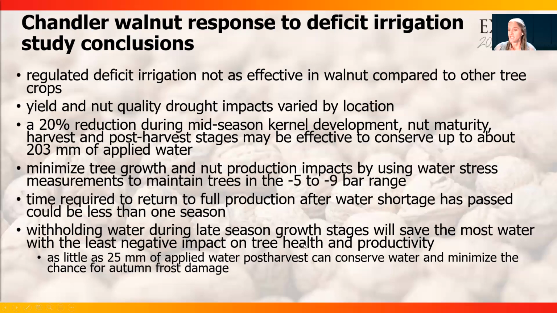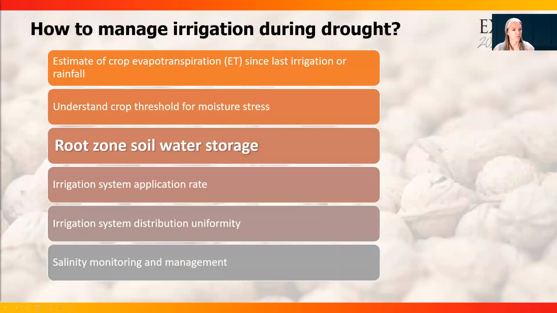Withholding water during late season growth stages will save the most water with the least negative impact on tree health and productivity. As little as 25 millimeters of applied water post-harvest can conserve water and minimize the chance for autumn frost damage. Okay, so now we will talk about root zone soil water storage.